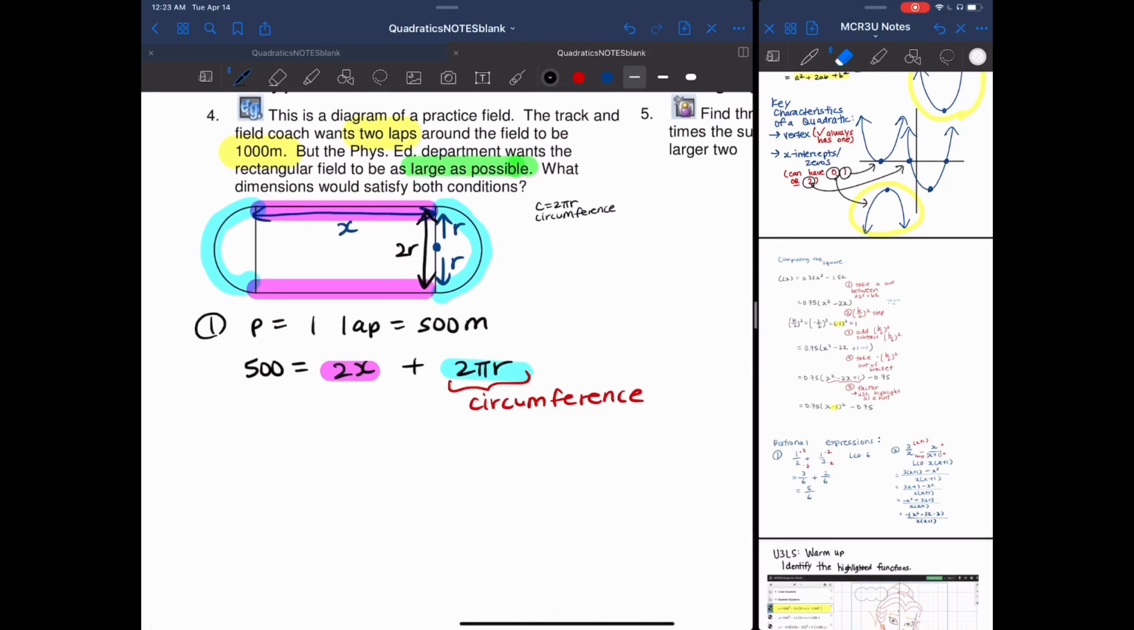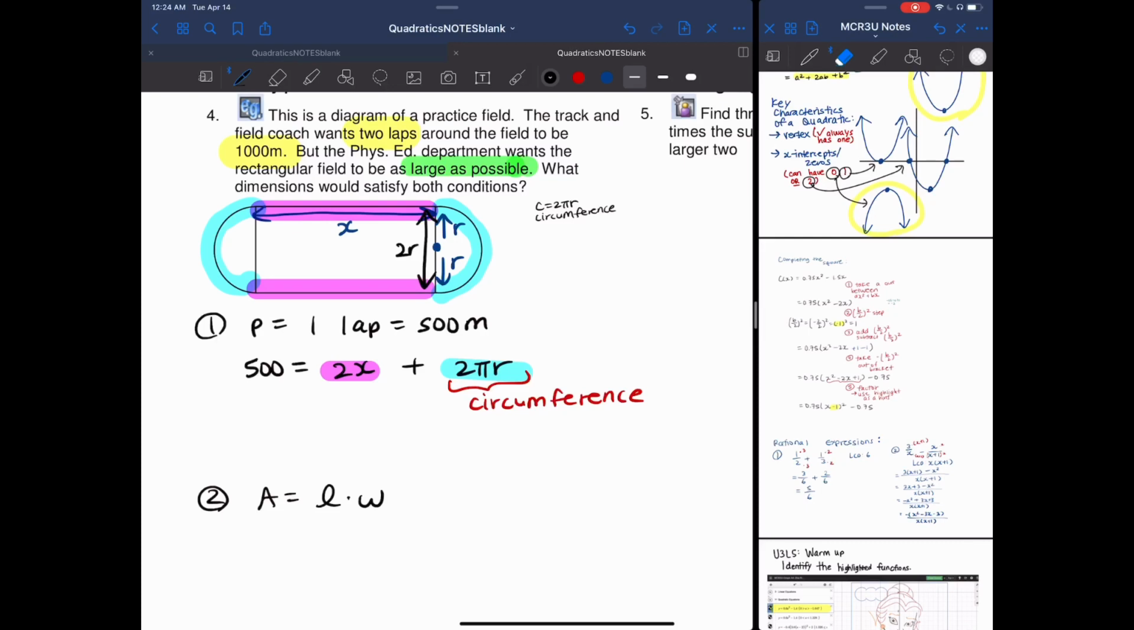Okay, so that's one piece of information that we know. We also have some information about how we want the largest possible rectangular field. When you see the words large as possible, a couple of things should be ringing in your head. One is, if I want a large field, I'm dealing with not perimeter, but area. I want the space the field takes up to be large. So I need to set up an equation for the rectangle, right? So I have A equals length times width.